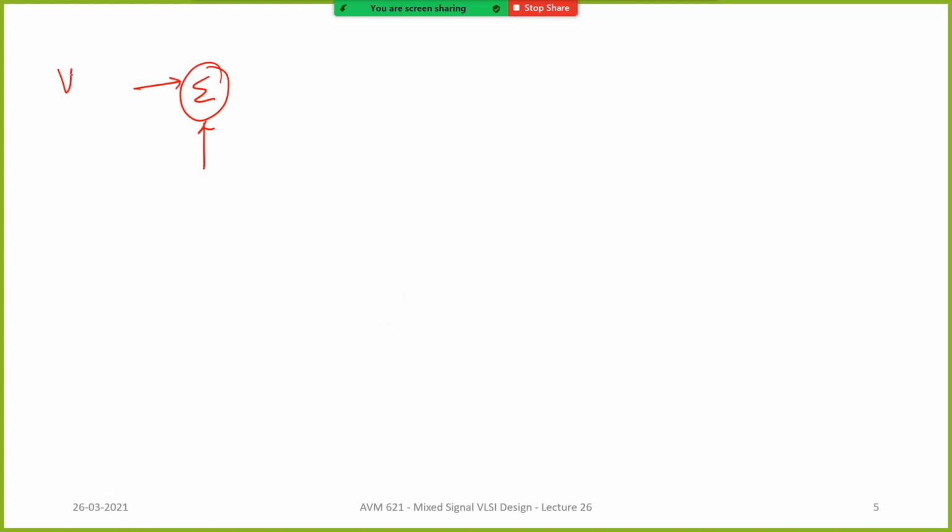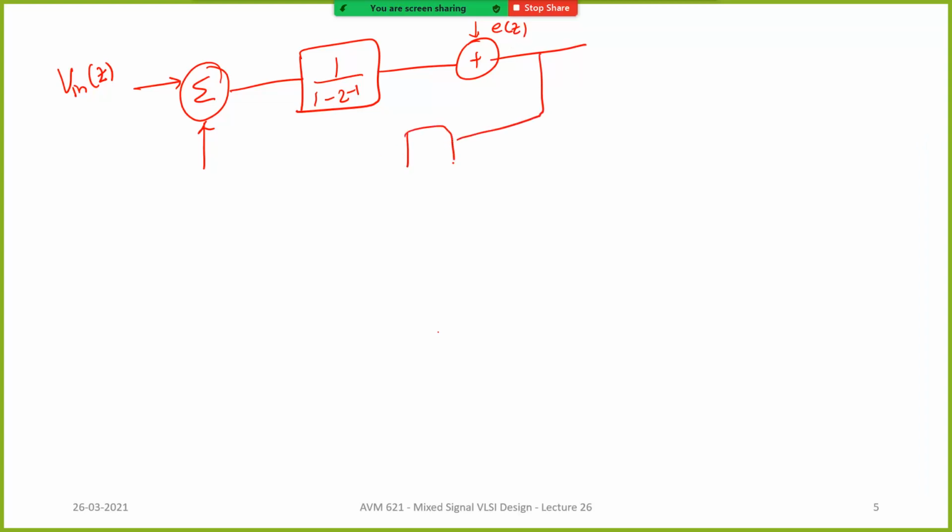So let us redo this loop and see what is happening if we have a Vin of Z, and instead of just a gain element, we are going to have 1 by 1 minus Z inverse, which is the integrator, summation E of Z, right? And of course, you have your delay. All right. So, of course, this is plus and this is minus. Okay. So, let us write the transfer function here.